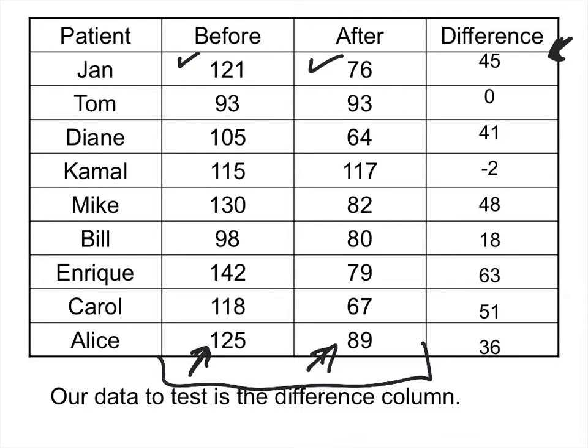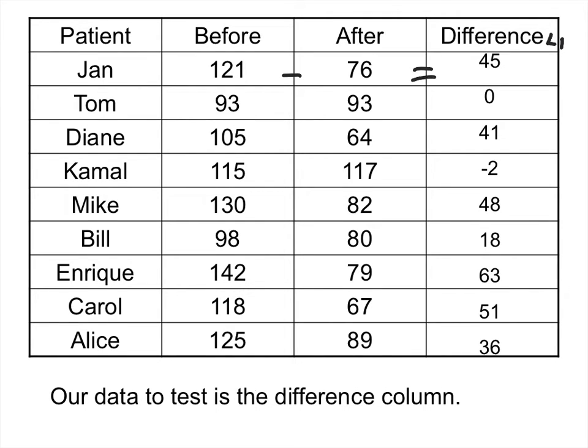So, let me erase some of my mess here, and let's start from the beginning again. I look at my data and I see that it is paired data, which means I want Jan's score before, I want Jan's score after. I want to find the difference. This data is all going to go into L1. I just need to subtract to find how much her anxiety changed. So I do 121 minus 76 is going to equal that 45.